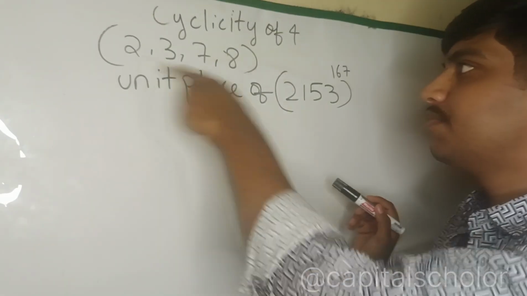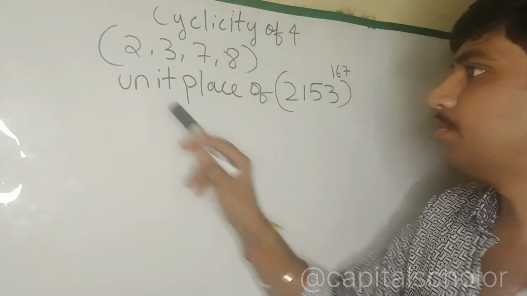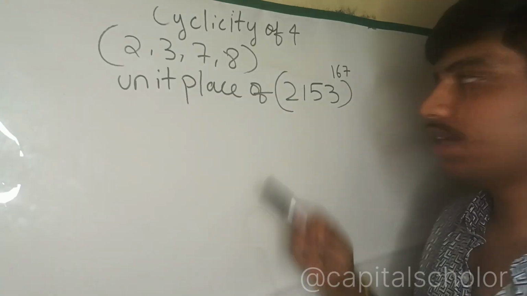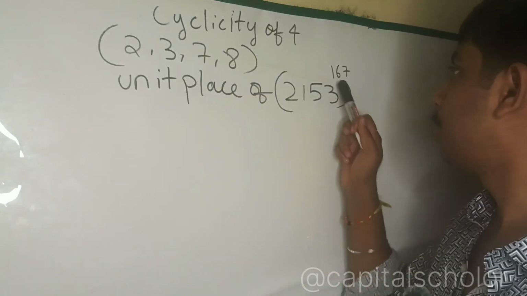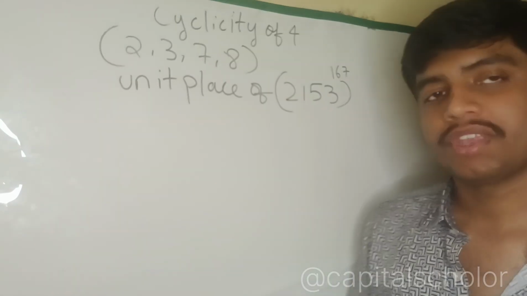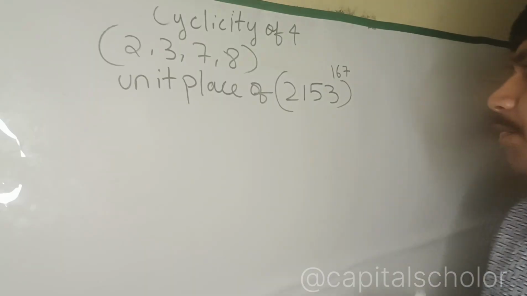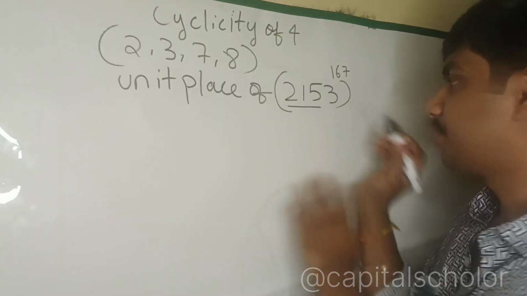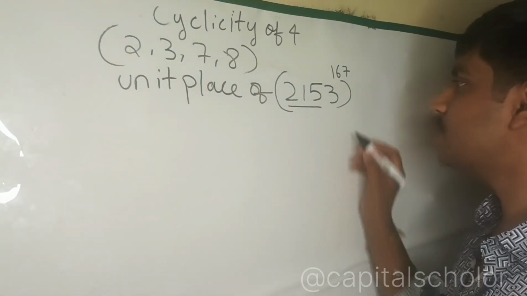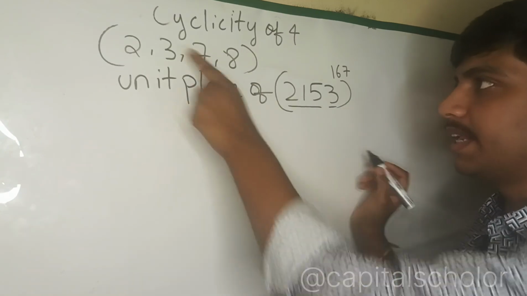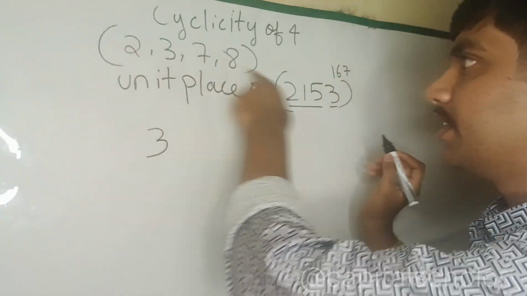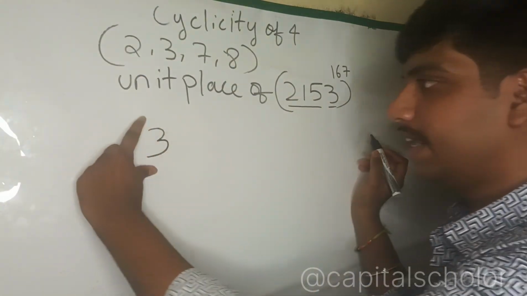If these 4 numbers come in a question like this, what is the unit place of 2553 to the power of 167? What you have to do is the simple thing. You have to ignore these 3 numbers. You have to focus only on the last number. Which is the last number? 3. See here, 3 is the last number. Keep 3 on one side.